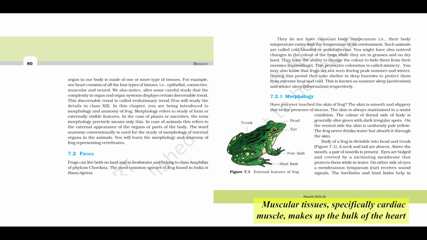Muscular tissues, specifically cardiac muscle, make up the bulk of the heart and are responsible for its powerful contractions, the actual pumping action. And finally, neural tissue is intricately woven throughout the heart, controlling its rhythmic beats, coordinating the contractions of its chambers, and responding to signals from the brain.